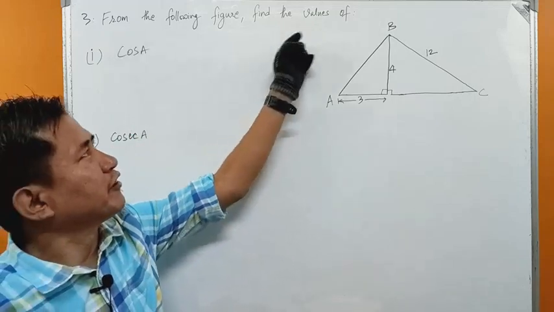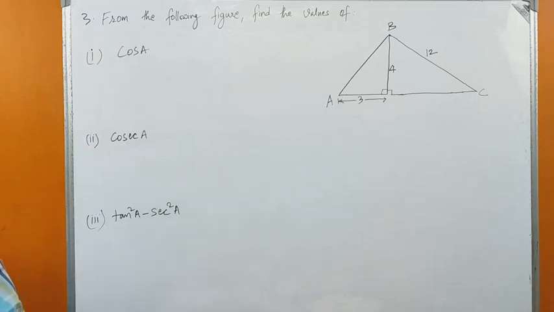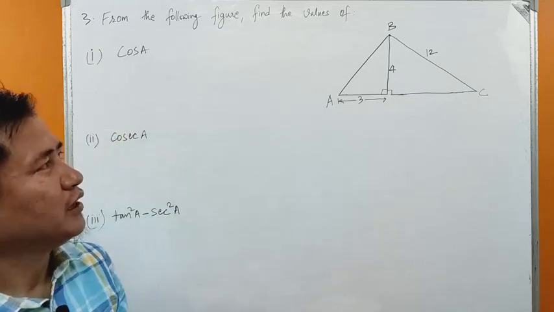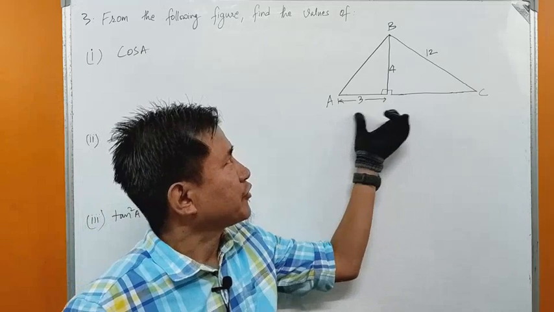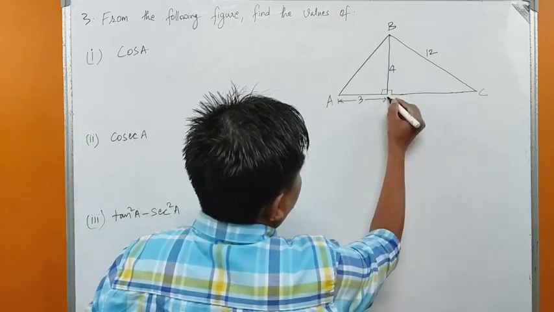From the following figure, find the values of cos A, cosec A, tan square A minus sec square A, and so on. There are other questions as well. Okay, this is the figure given to us. So let's name this D.